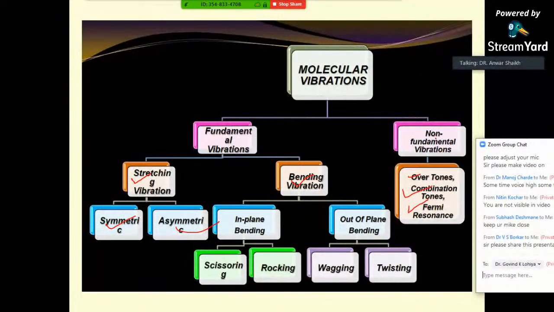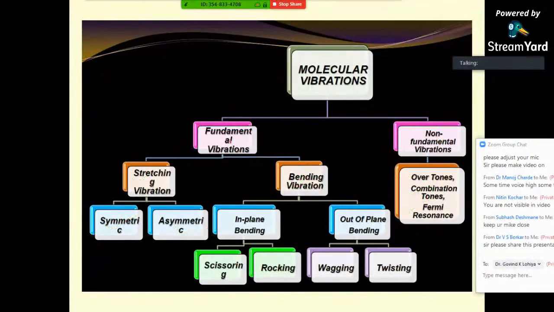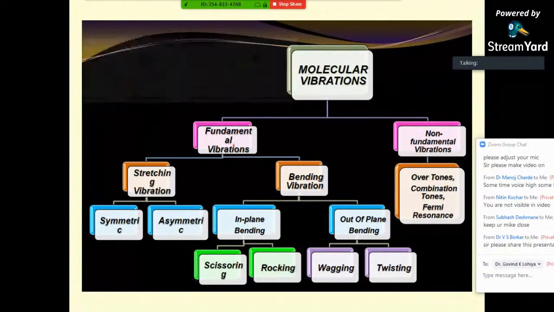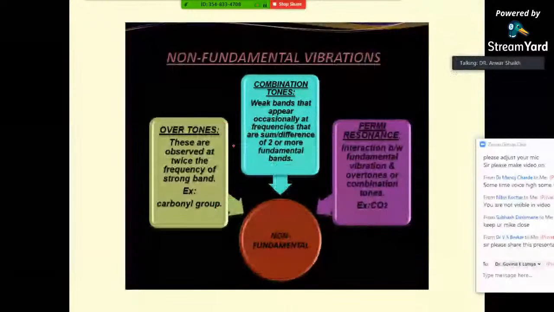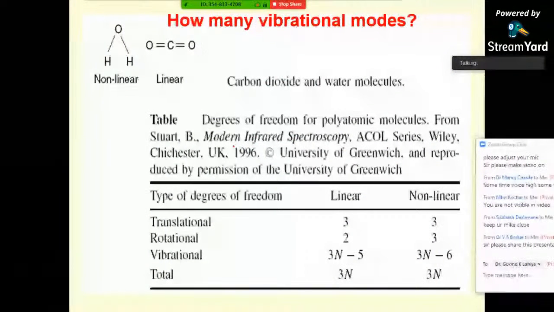So these are known as non-fundamental vibrations, but mostly whatever sharp peaks we are observing are due to the fundamental vibrations. We'll see what is the exact meaning of the fundamental vibrations. So how do we calculate how many peaks a particular molecule will exhibit? To understand this, we should go through the phenomenon known as the degree of freedom.